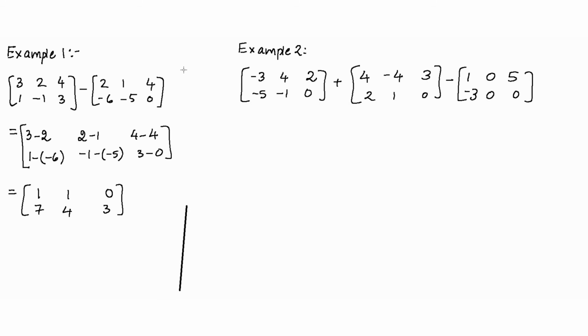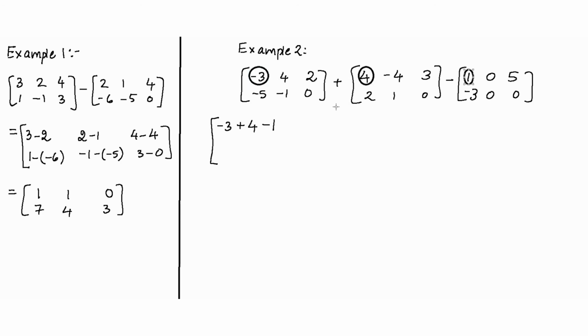Let us now take up the second question, which contains a combination of addition and subtraction. So all the orders match. All the matrices are of order 2 by 3. So now let us take the corresponding elements and combine. I have minus 3, that's the first row, first column, plus 4, minus 1. So what I've done is I've taken the first row, first column elements of all the three matrices, and I've honored the signs also. So be very careful with the signs.